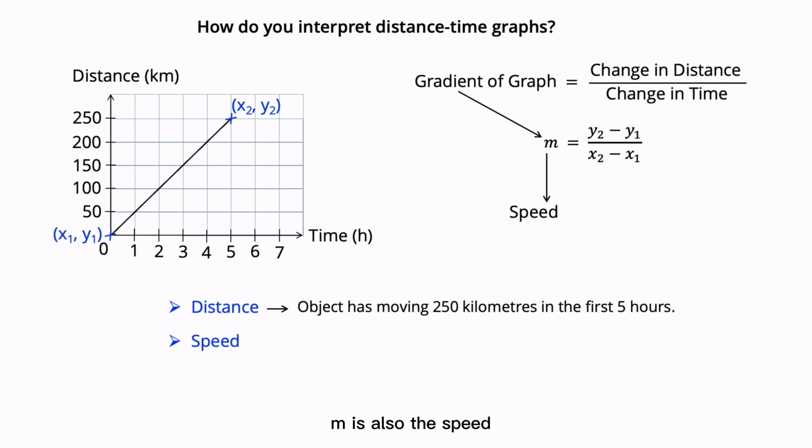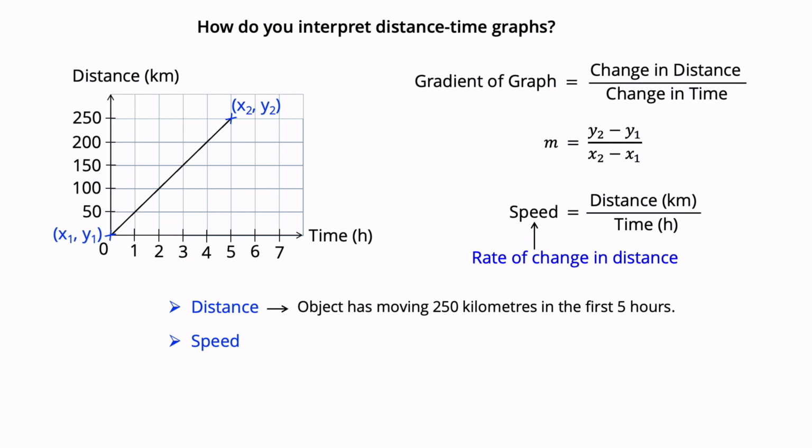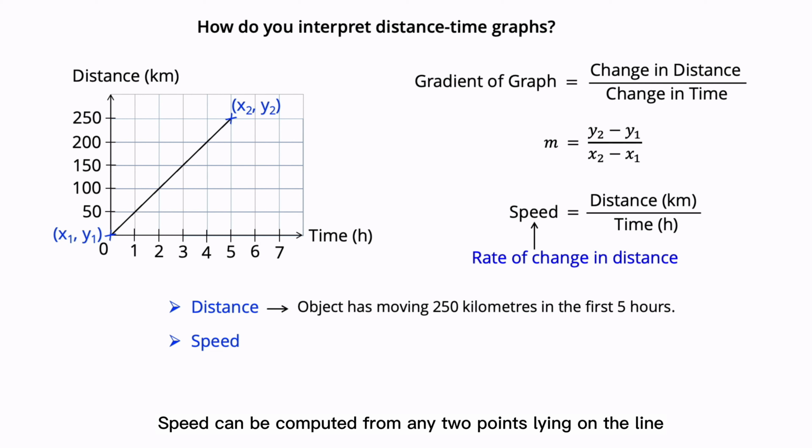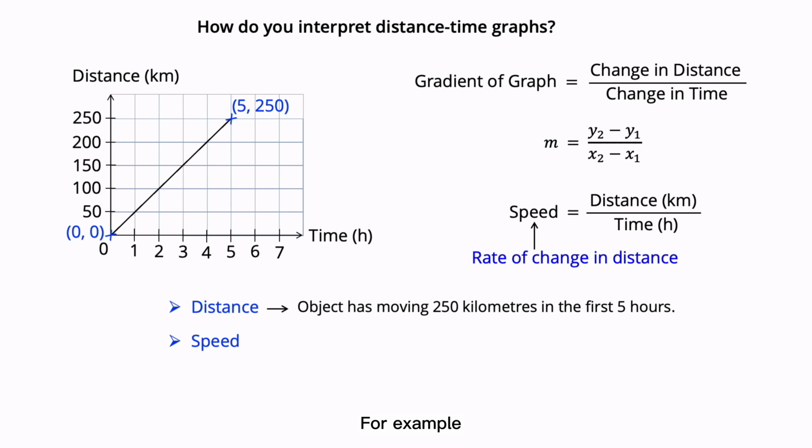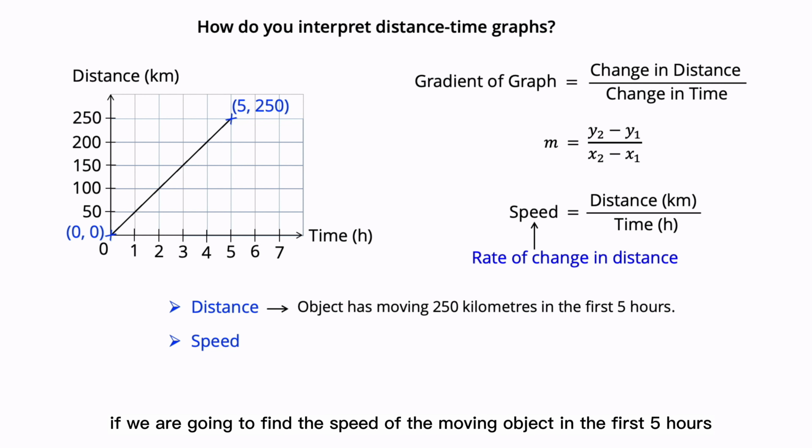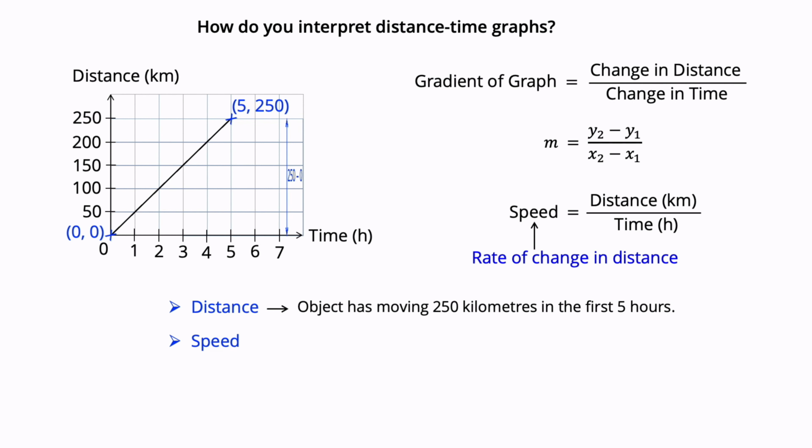M is also the speed. Speed equals distance over time. It's also defined as the rate of change in distance. Speed can be computed from any 2 points lying on the line. For example, if we are going to find the speed of the moving object in the first 5 hours, the change in distance is 250 minus 0, and the change in time is 5 minus 0.